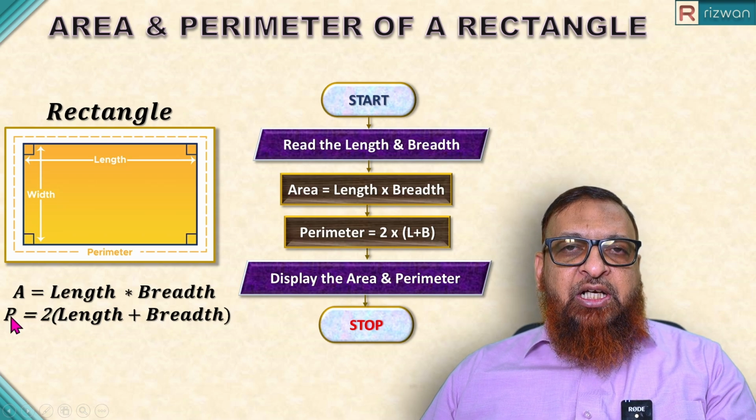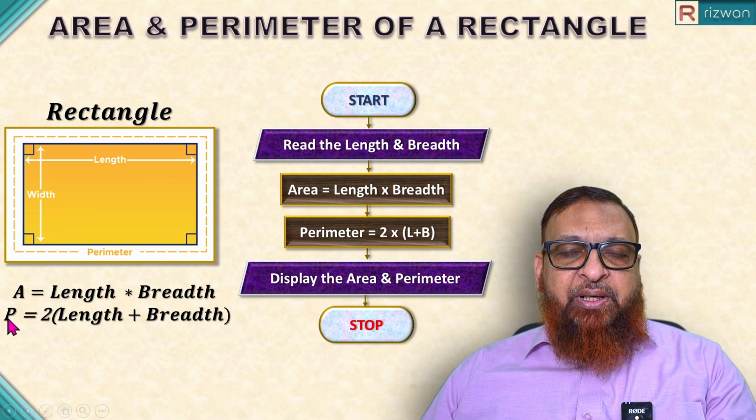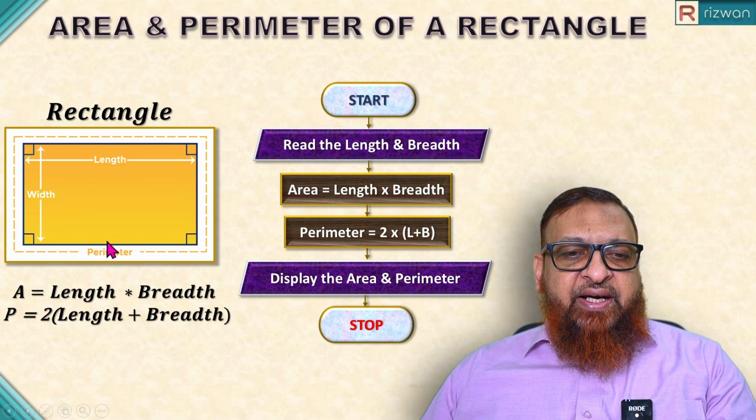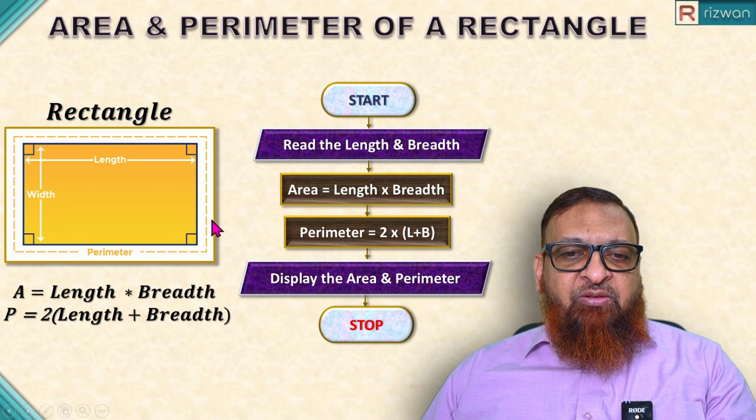Similarly, we can calculate the perimeter P by using the length and breadth only. 2 into (length plus breadth), that is the perimeter. What does perimeter mean? If we start from a particular point and walk on the edges of this rectangle and come back to the same place, the distance we travel is called the perimeter. So we will calculate the area and the perimeter of this rectangle.